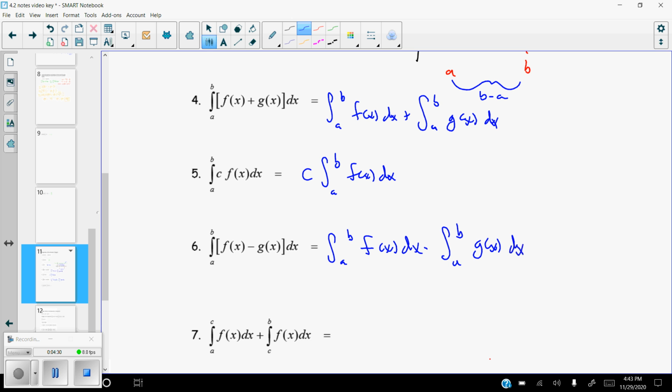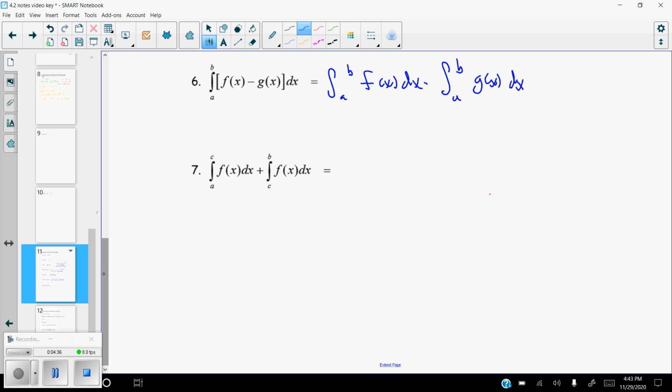But it must be a constant, can't be a function. And then in number 7, go ahead and draw ourselves another little graph here. Number 7 says that we've got some kind of a function, f of x. Here's our function, f of x. And the first part says that we are integrating from a to c.